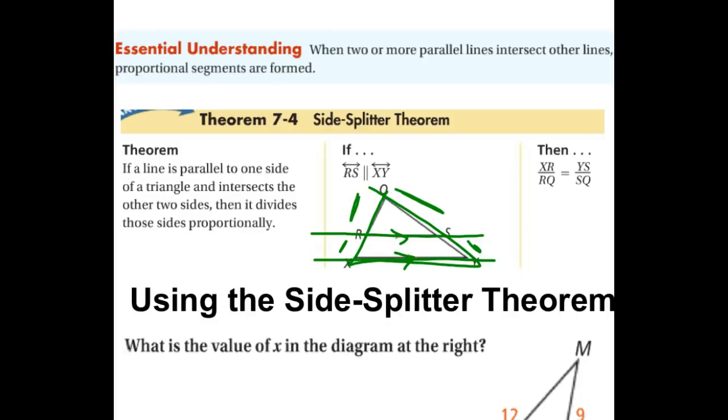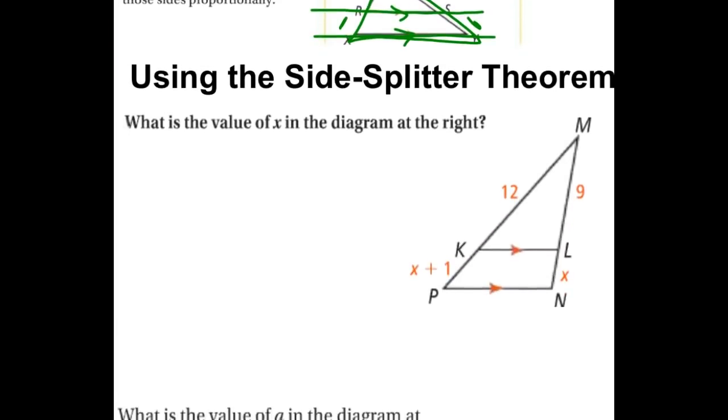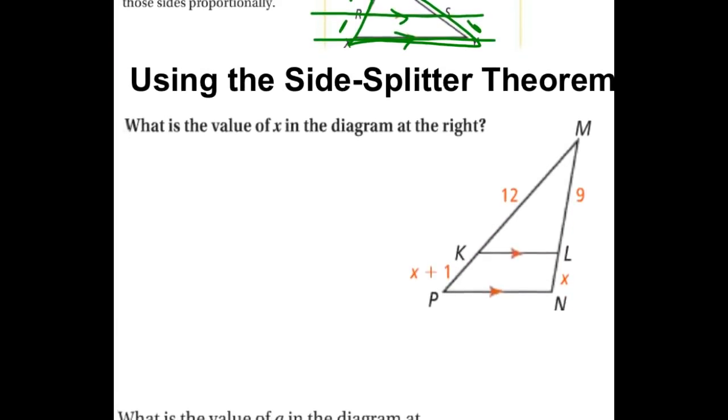And so what we're going to be able to do is set up these proportions of these corresponding parts. So we're going to start here. It says, what is the value of x in the diagram on the right? So you can see we have an x on the bottom left and on the bottom right. And so we're going to set up this proportion.